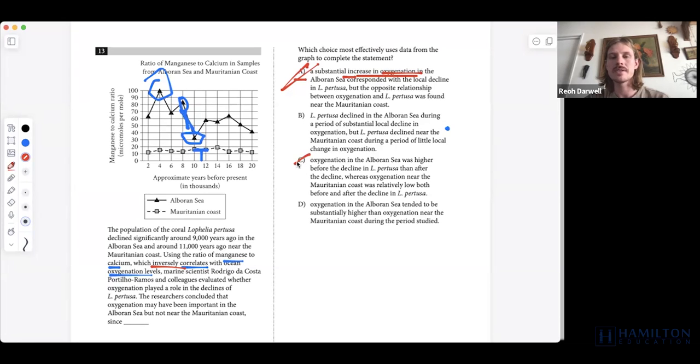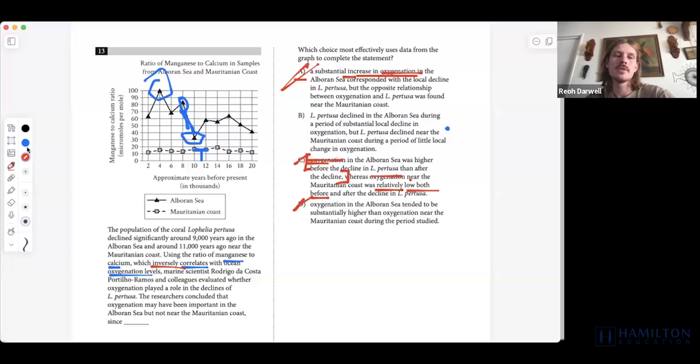C is unclear, right? We don't know what real oxygenation levels are, for one. And secondly, we just really don't know whatsoever what oxygenation levels were. We only know how they changed, right? So the first half of here is true, right? But we don't know if the oxygenation level in the Meridian coast was ever low. We have no idea if it was low. That's an absolute value, not a comparative value. And the same goes for D.